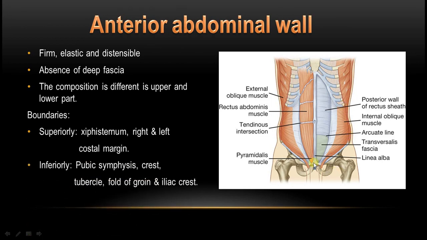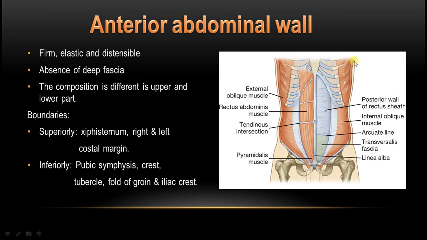Inferiorly by the pubic symphysis, pubic crest, pubic tubercle. Okay, symphysis, crest and pubic tubercle. Then you have the fold of groin. This fold of groin, where you are able to see the junction between your anterior abdominal wall and the upper part of your thigh, is the groin region. And then more laterally you have the iliac crest. So that is the inferior limit of the anterior abdominal wall.